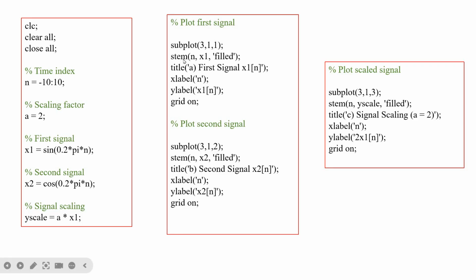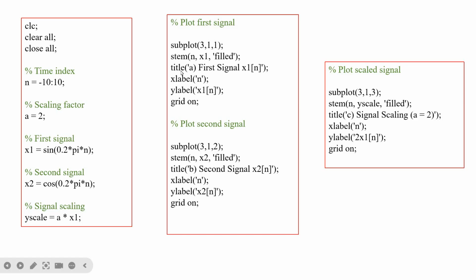So here we are using stem of n, x1, filled. This stem will plot the discrete time signal. Then we are using the filled here. It will fill the markers for better visibility. That is, you will get small round circles at the top of each of the signal. That is because of this filled.